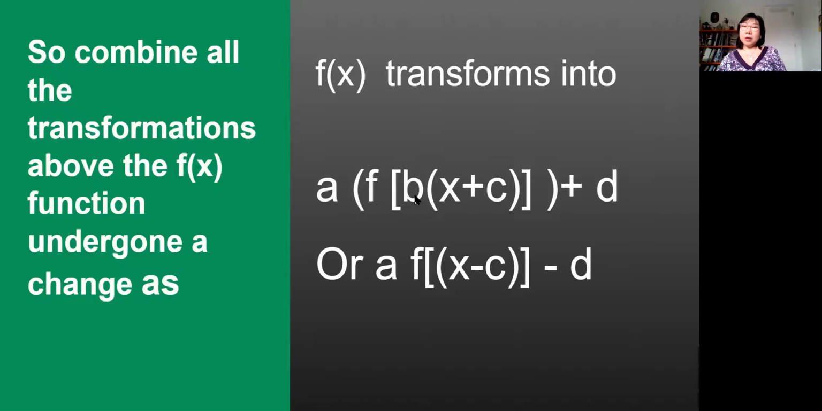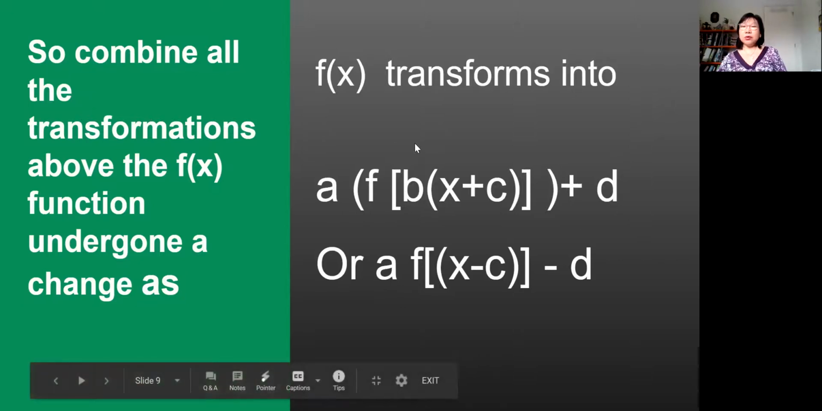Inside, you have a horizontal B here, which stands for horizontal stretch. So it will be a multiplied by f, open the bracket b, open the bracket x plus c. So the letter c here stands for the transformation horizontally. Close the bracket plus d. As long as you see the unit d outside the function, that is the vertical shift, whether shifted 2 units or 3 units up or down.